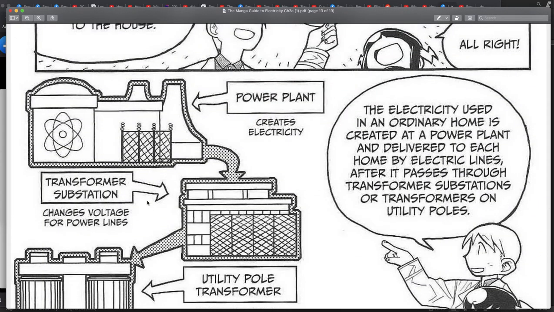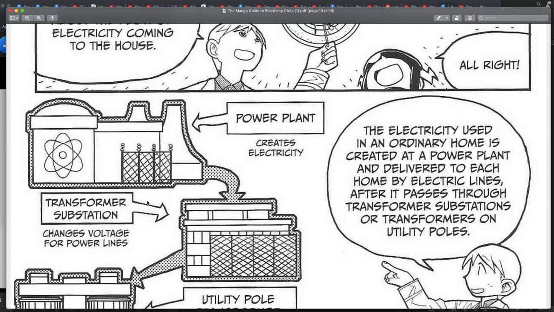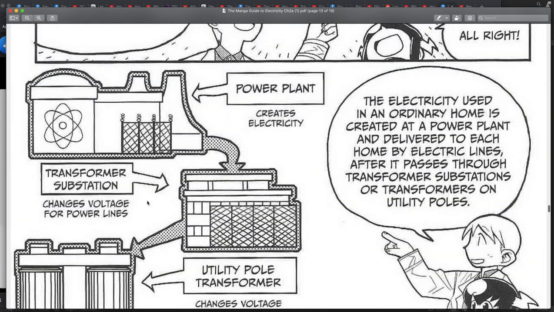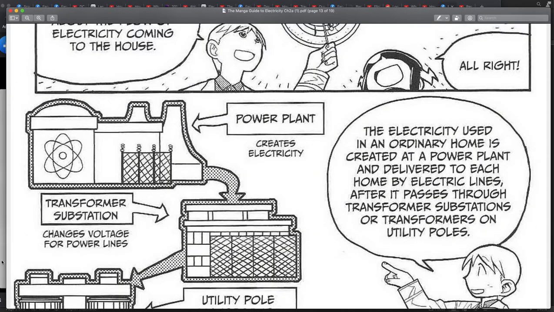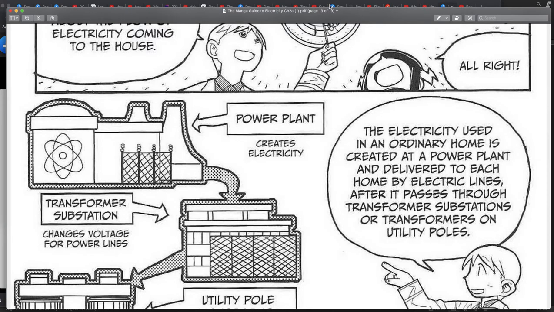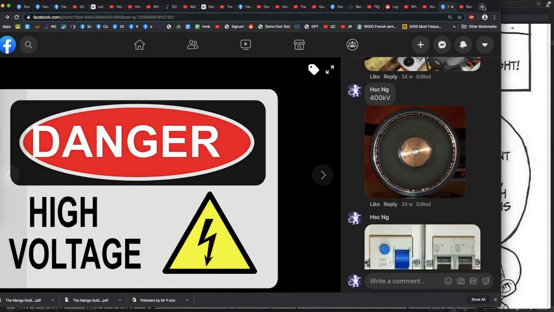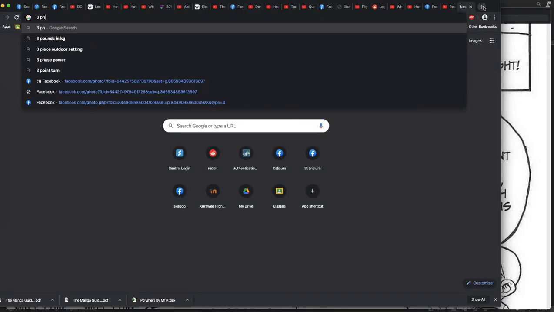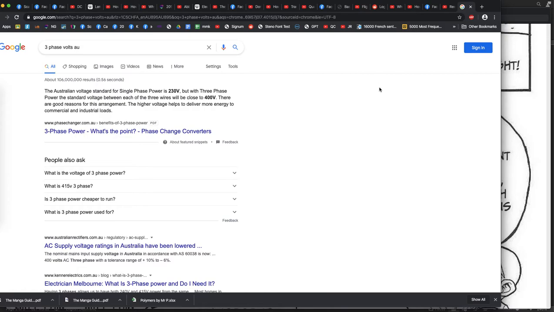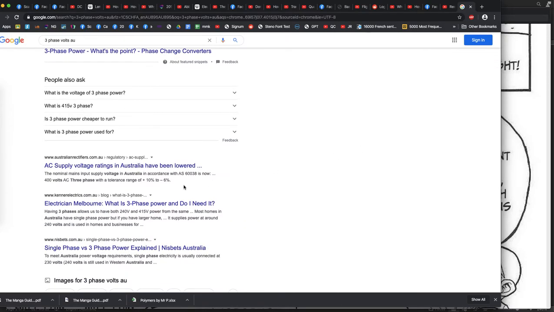Now, when we create the voltage, it doesn't come out of the power plant at 100 volts or 200 volts. Instead, it comes out of the power plant at tens of thousands of volts. So here we can see this is a 400,000 volt point. If you have 3-phase, I think 3-phase is 415 volts from memory. But if I'm wrong, I'm going to check that. Close to 400. 415. There we go.